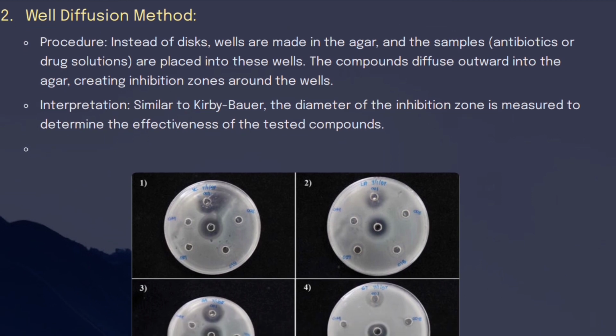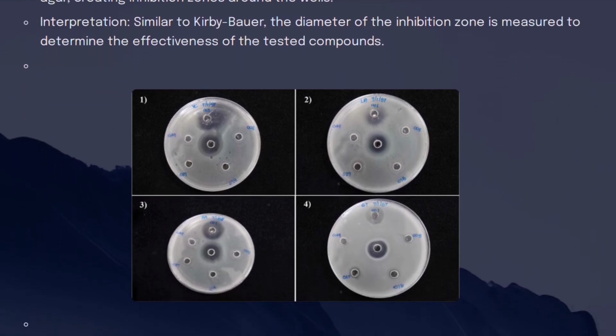Procedure. Instead of discs, wells are made in the agar and the samples, antibiotics, or drug solutions are placed into these wells. The compounds diffuse outward into the agar, creating inhibition zones around the wells. Interpretation. Similar to Kirby-Bauer, the diameter of the inhibition zone is measured to determine the effectiveness of the tested compounds.